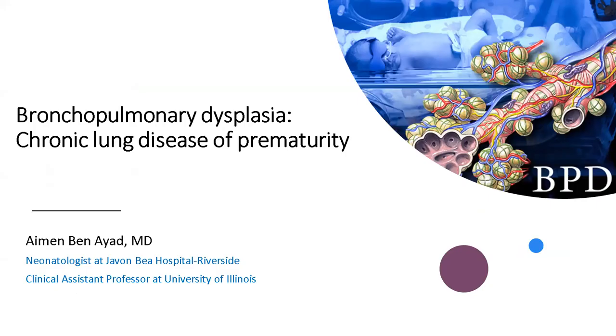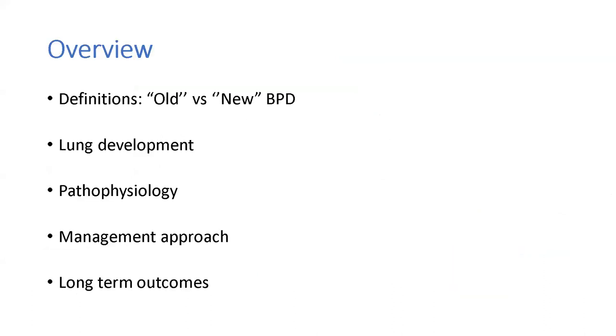We're going to talk about bronchopulmonary dysplasia or chronic lung disease of prematurity. Today we're going to discuss the definition, the old and new bronchopulmonary dysplasia, lung development, pathophysiology, and then management approach, and final long-term outcomes. I have no financial disclosure.